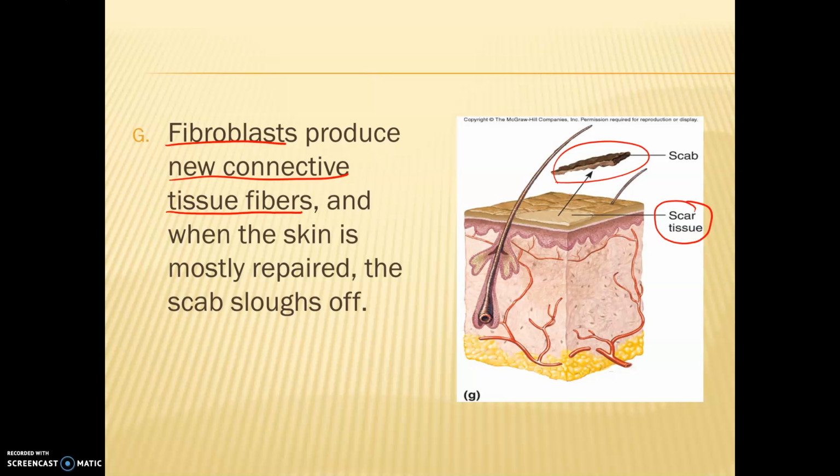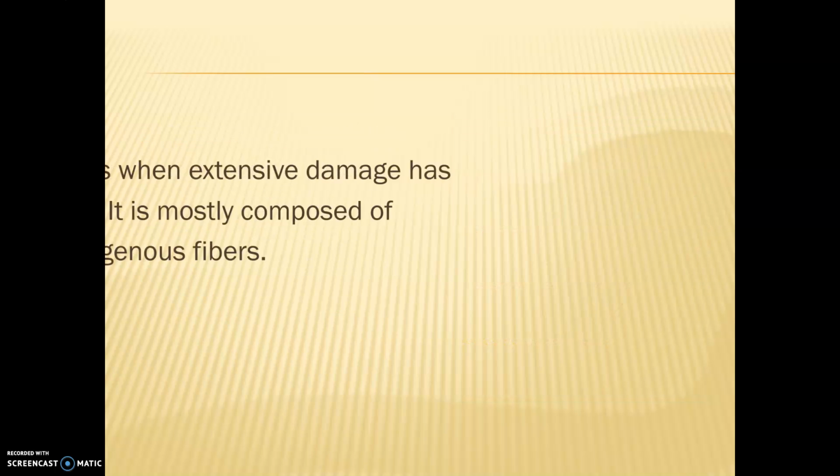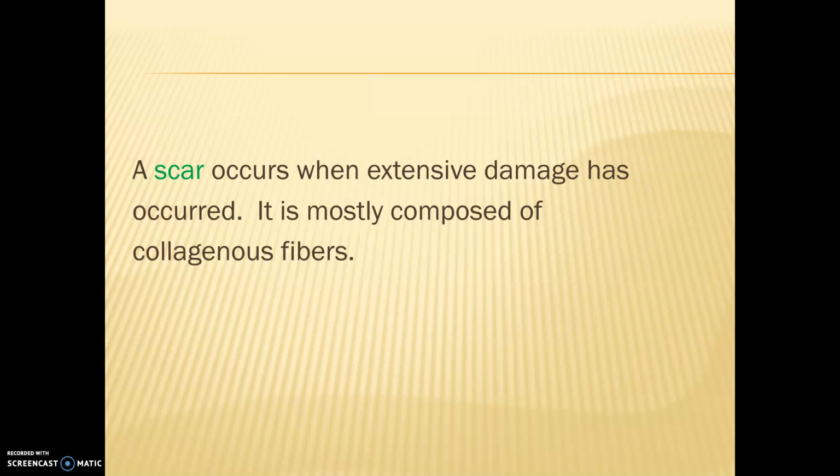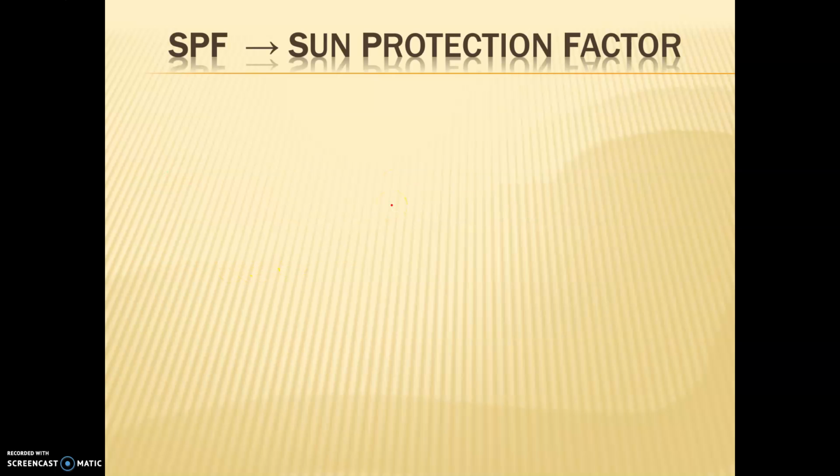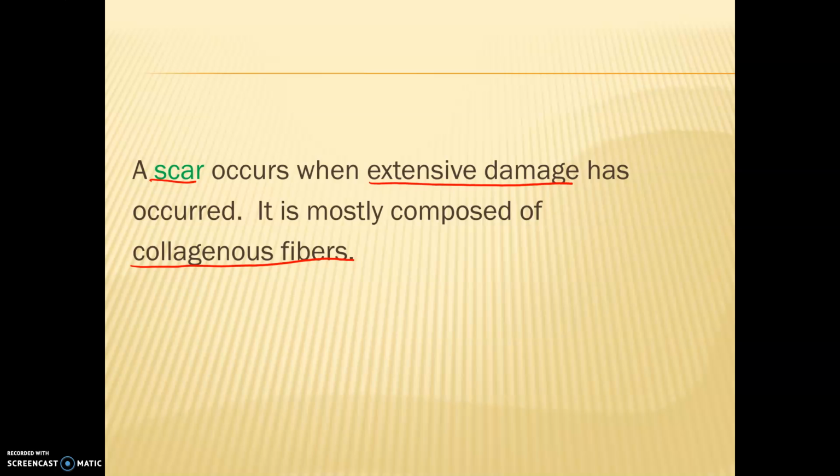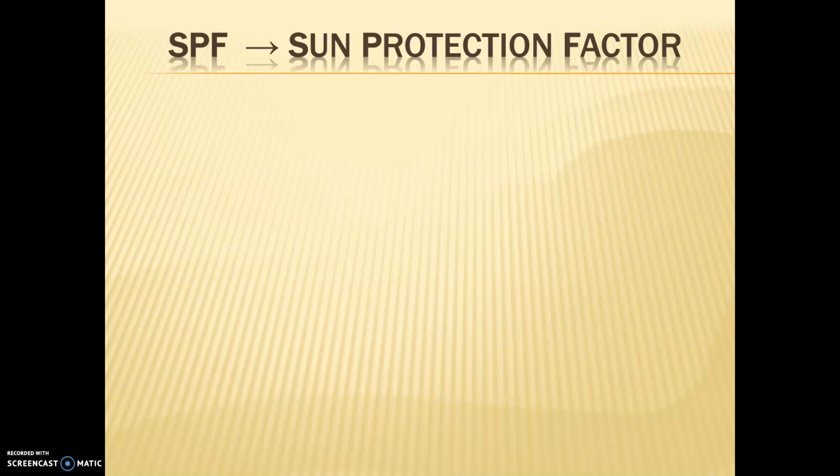So if you just scrape your knee, you're probably not going to see a scar, but scars usually form when we see really deep cuts that heal a lot faster than the skin can reproduce, which is going to cause this scar tissue to form here. So a scar occurs, like I said, when there's extensive damage, and it's mostly going to be composed of collagenous fibers. So that's going to be important for wounds that we're going to see here.